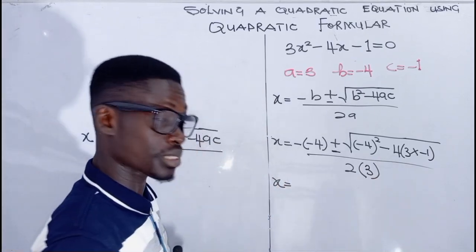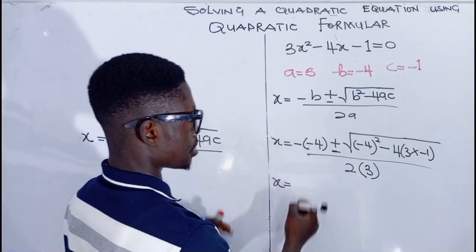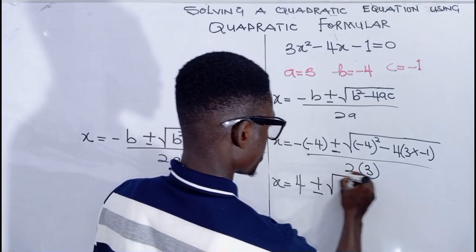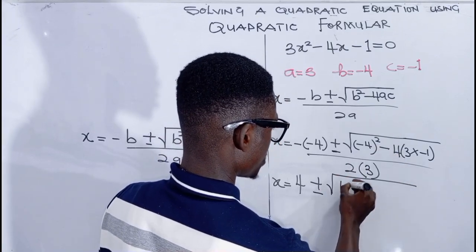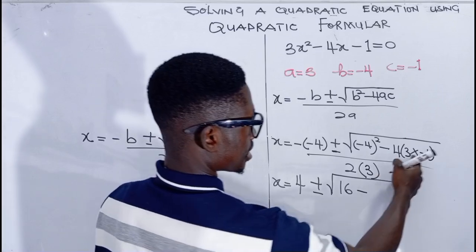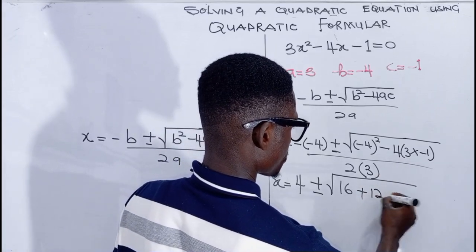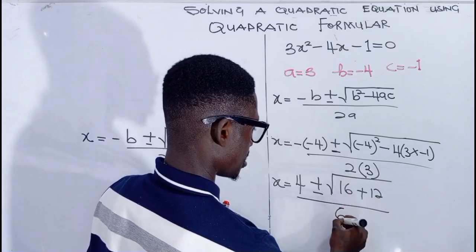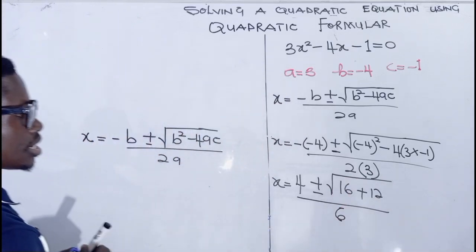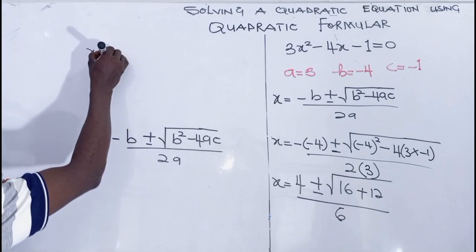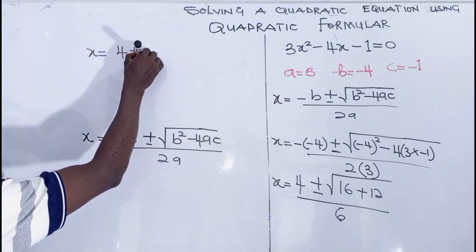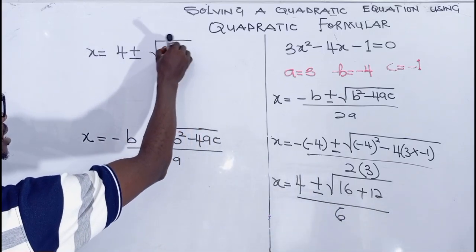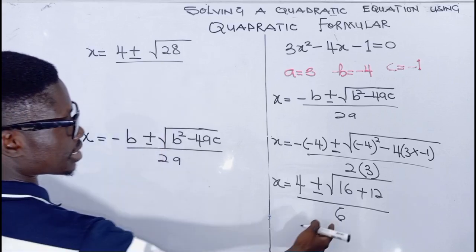Now once we have this, we perform some small algebra. This times this will give us positive 4. Then we have plus or minus, this is going to give us positive 16 minus, this will give us plus 12. And all of this is over 2 times 3, which gives us 6. So we have our x is equal to 4 plus or minus the root of 16 plus 12, which gives us 28, and all of this is over 6.